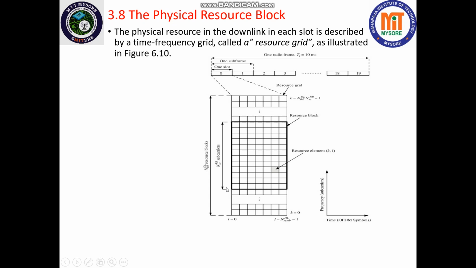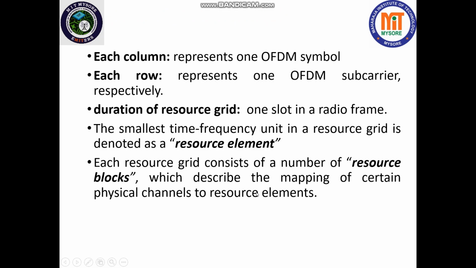Say this has a 15 kilohertz subcarrier, the next one is 15 to 30 kilohertz subcarrier, the next one is 30 to 45 kilohertz subcarrier. Likewise, it goes depending on the bandwidth of the particular channel. Similarly, in this direction, it is the number of symbols. This is one symbol, this is another symbol, this is another symbol in the time domain. That is what has been explained here.